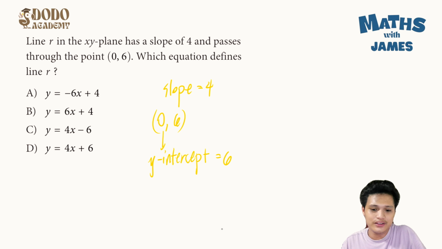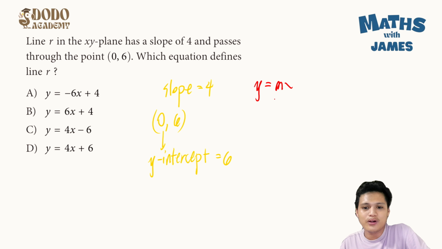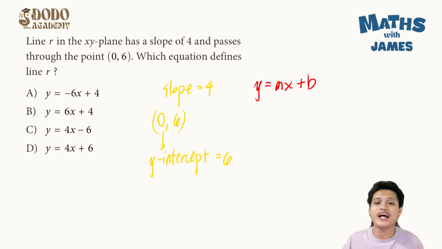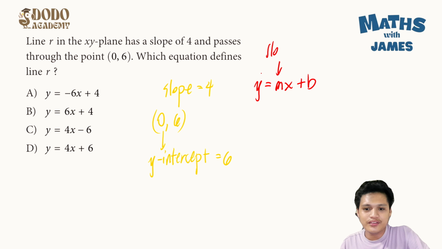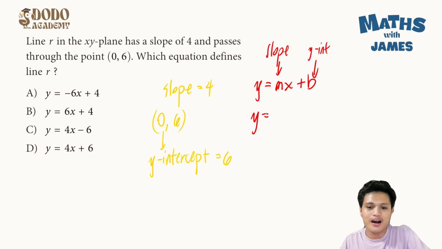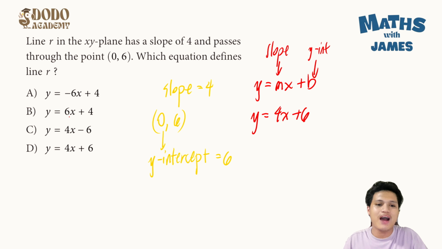Take note that we have the equation of the line in the form y equals mx plus b, wherein our slope is m and our b is the y-intercept. So simply, we just plug in the values. And therefore, we have the equation of the line R, which is y equals 4x plus 6. And therefore, our answer is actually letter D.